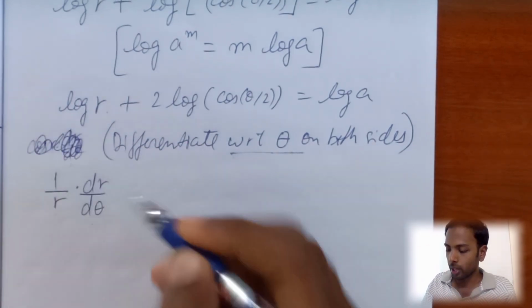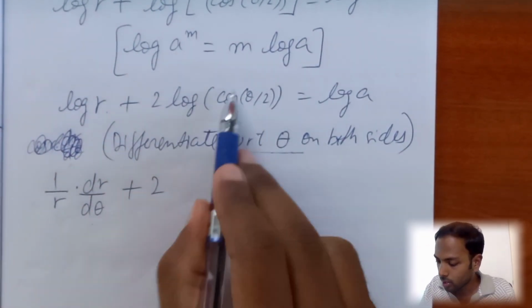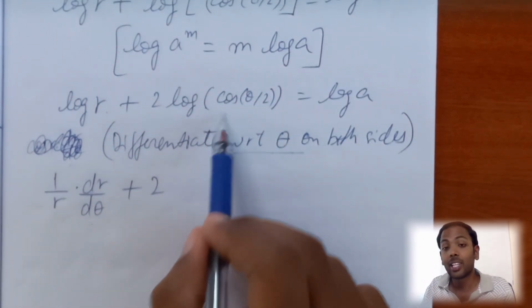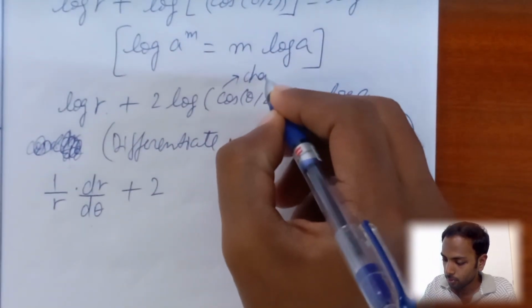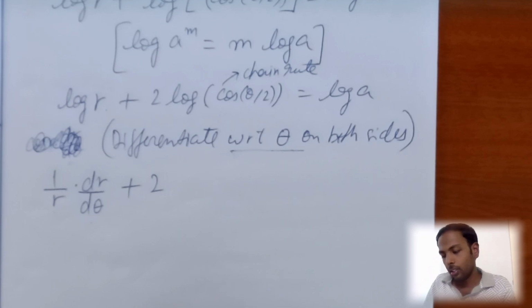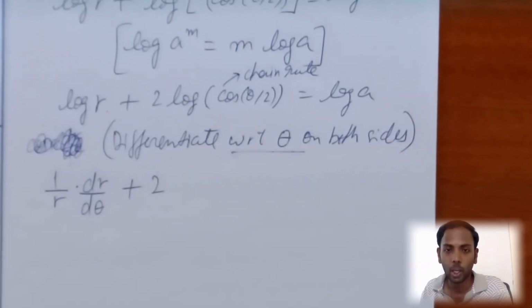Okay, plus now 2 into what is the differentiation of log of cos theta by 2? This is chain rule. Yes, you have to apply chain rule. I'm not going to teach chain rule. I can teach, but that will become unnecessary. I would suggest you to watch some videos on chain rule. Just learn the basics. Please don't go in depth and all. Not required.